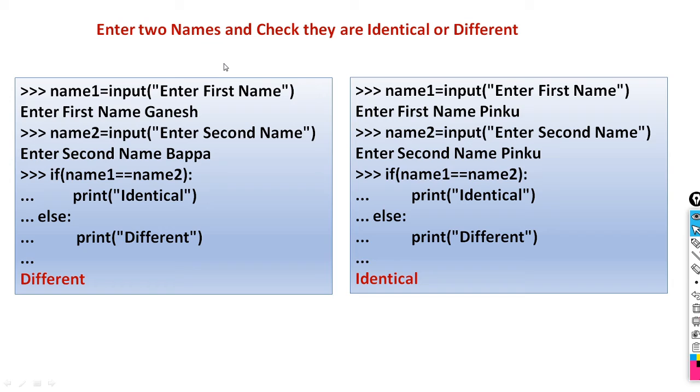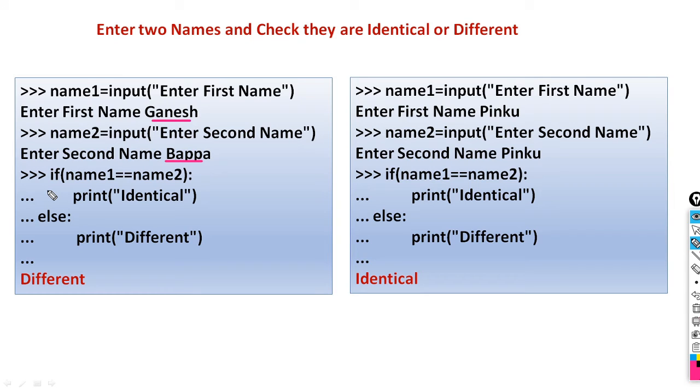Second, when we use strings, the question is like this: enter any two strings, any two names, and check whether the strings are identical or different, meaning same or different. So here we can input two strings. Name 1 is equal to input, enter first name; name 2 is equal to input, enter second name. Here the first name is entered as Ganesh, the second name is entered as Bappa.